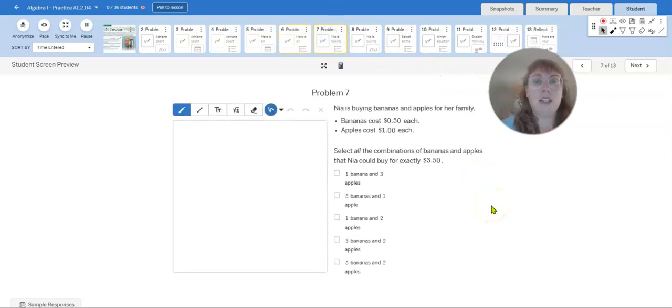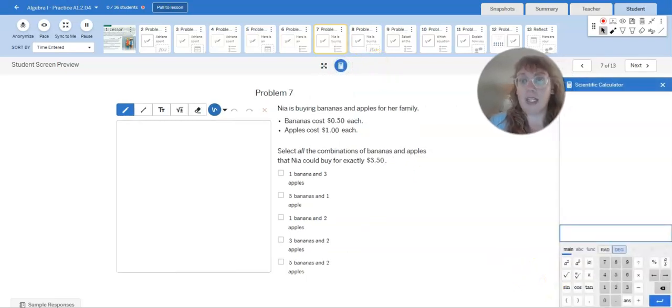Nia is buying bananas and apples for her family. Bananas are 50 cents each, and apples are $1. She only has $3.50. She cannot spend more. So what are all the combinations of bananas and apples that Nia could buy for exactly $3.50? So we're going to need our calculator.